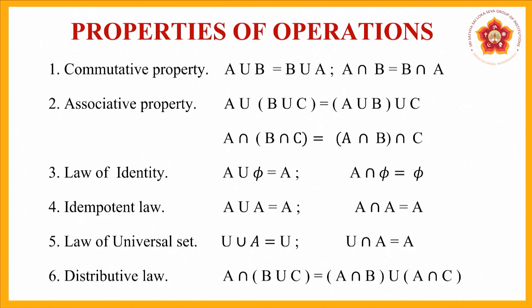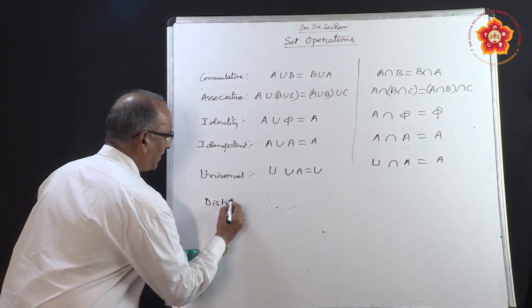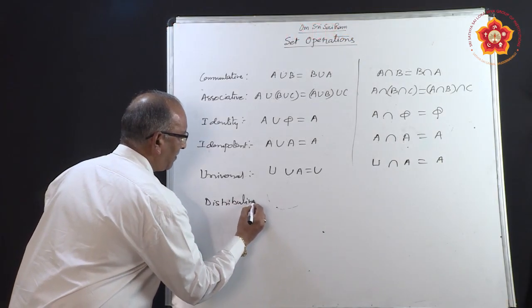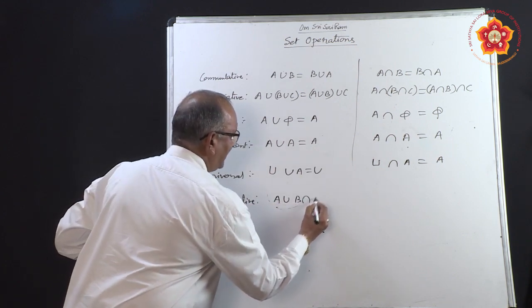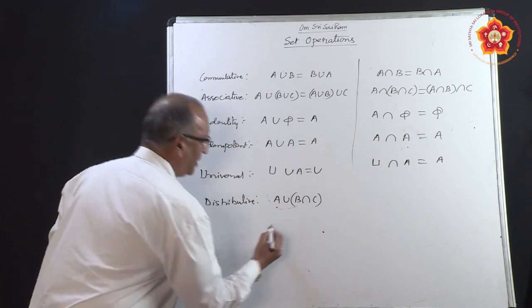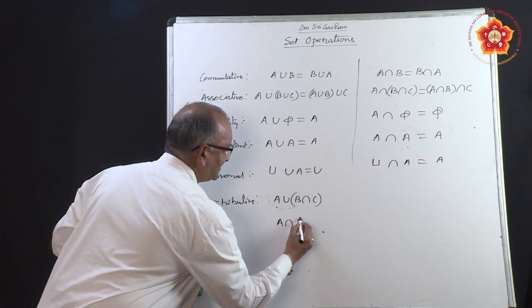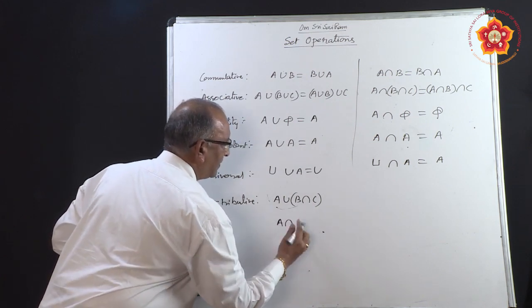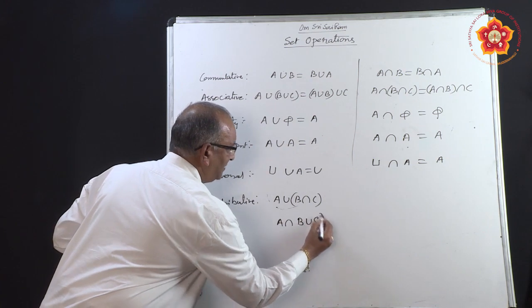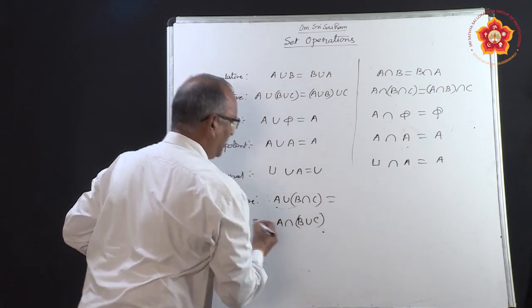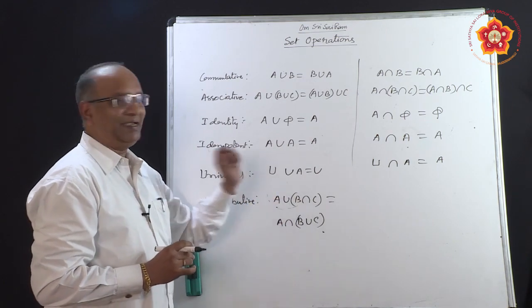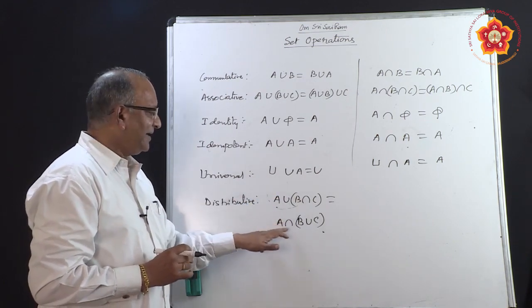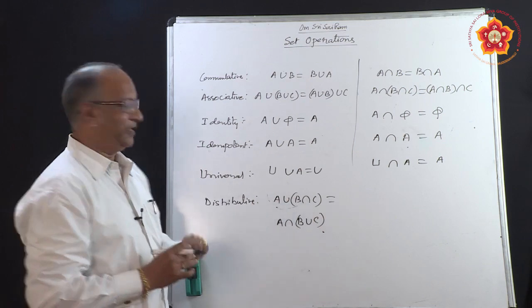So the distributive property or distributive law is A union (B intersection C), this is one, or you can say A intersection (B union C). In both the cases we have the law. Here we say union distributed over intersection. Here we say intersection distributed over union.